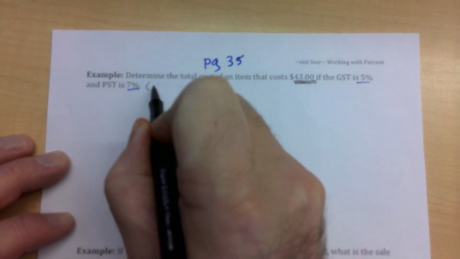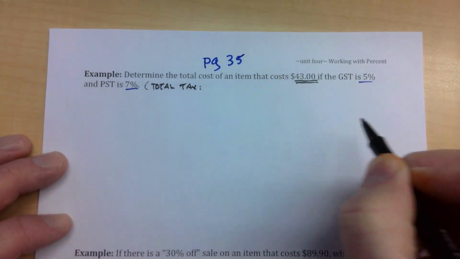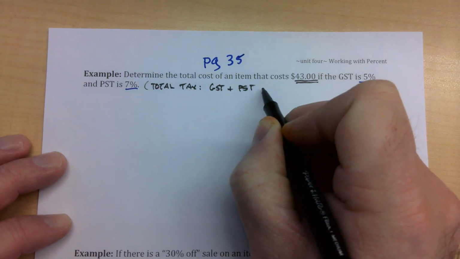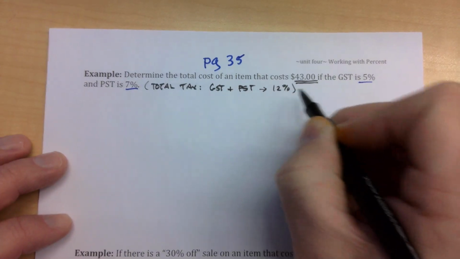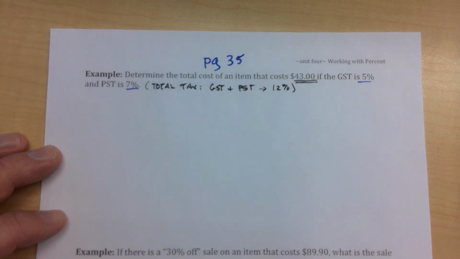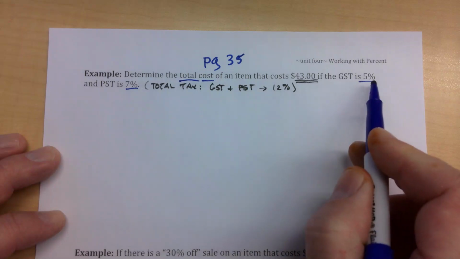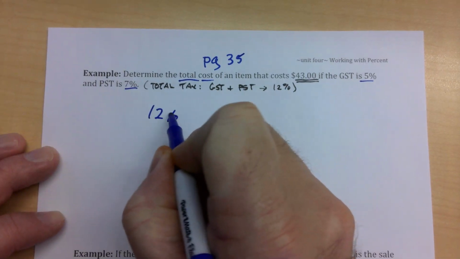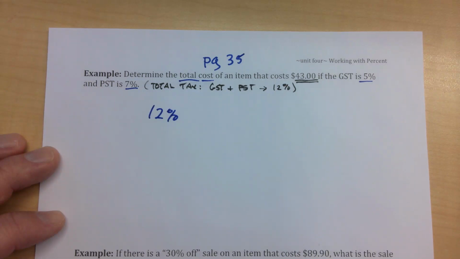So you can add your total tax right at the beginning and just say, look, I'm going to take the GST plus the PST, and I'm going to treat that as if it were, what's 5 plus 7, as if it were a 12% total tax. And you can do that. So what is the total cost of an item that costs $43 if the GST is 5% and the PST is 7%? Well, you're still doing just percent of a number. That's the essence of virtually all these questions, whether they're 1-step or 2-step. It's doing percent of a number.